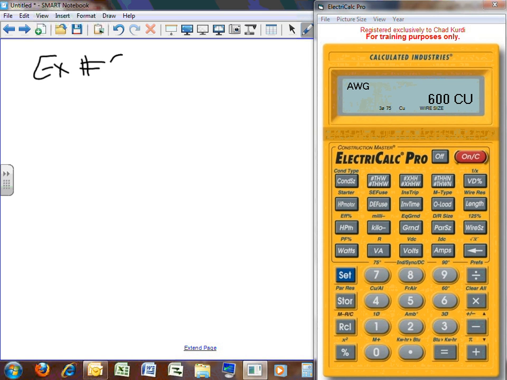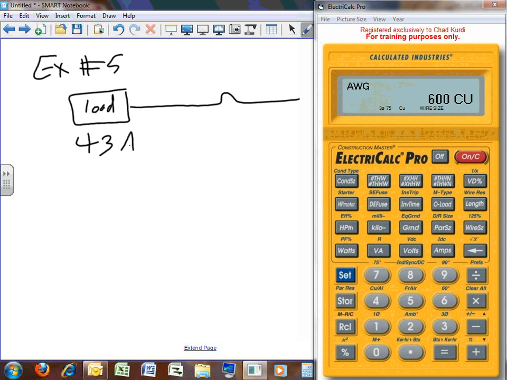Example number 5. I always like to start with a system like this from now on, guys. Here's my load. My load here is 43 amp. I bought a 43 amp machine, and I need to size the overcurrent protection device for this machine and the conductor.